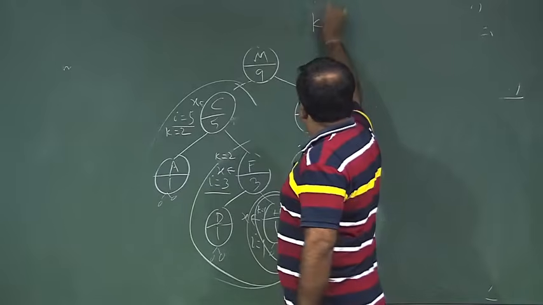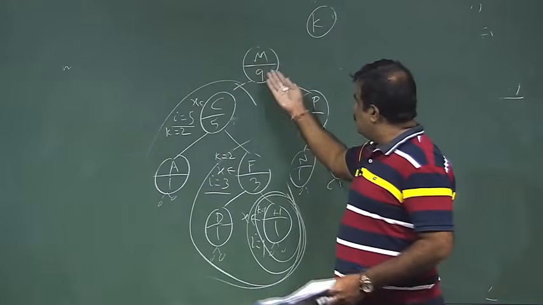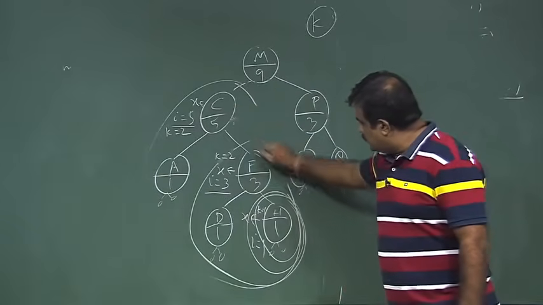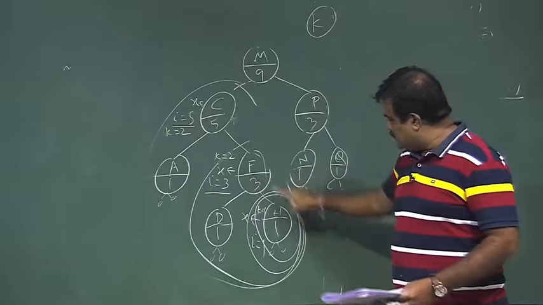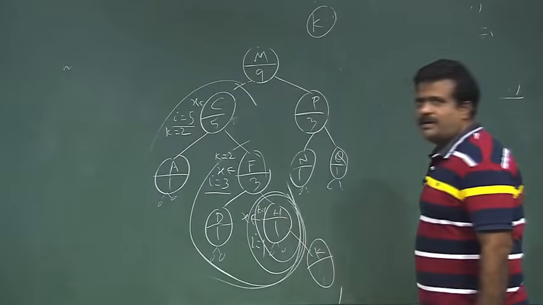Okay, we want to insert K. So, what we do? K is alphabetically less than M, so we will go to this side. K is greater than this, so we will go to this side. K is greater than this, we will come here. K is greater than this, so we will insert K over here.